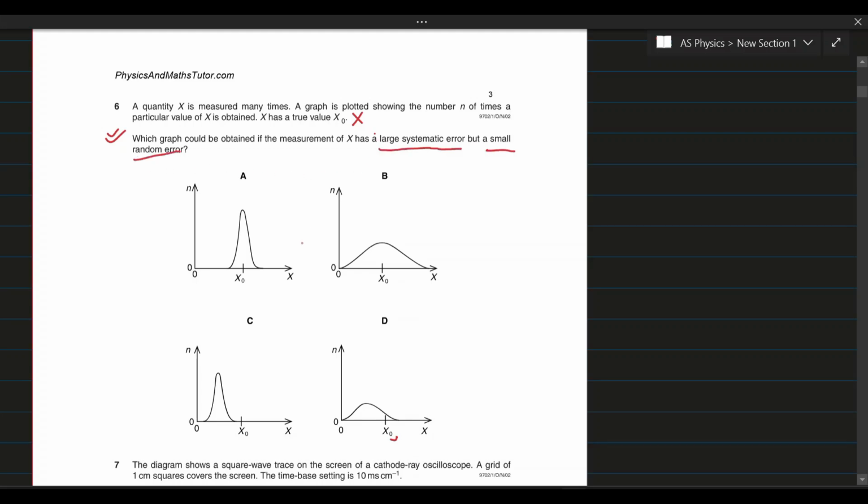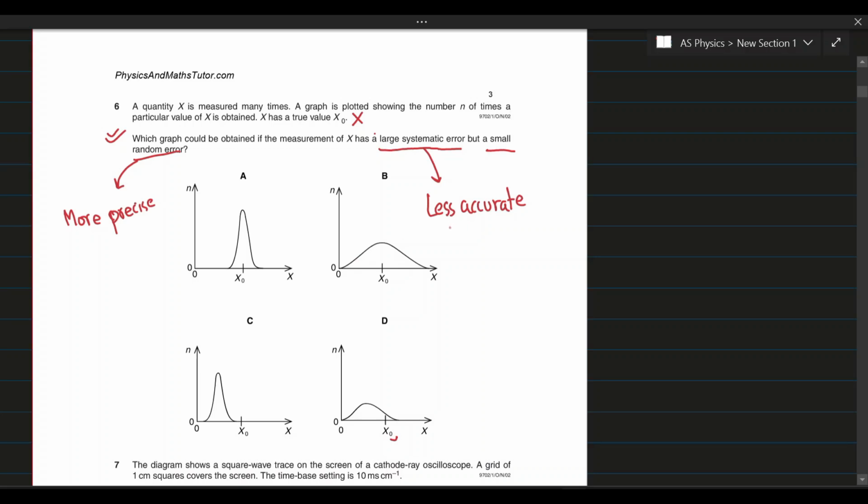So large systematic error means what? I have told in the previous videos that large systematic error means that the measurement, the experiment is less accurate, and small random error means that random error is small, that is the experiment or the measurement is more precise. So you need to remember these relations.